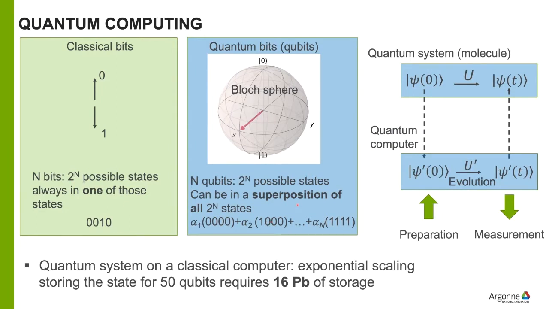And for an array of n qubits, you have the same number of possible states, but your system can be in a superposition of those states. And just to store the state of the system for 50 qubits on a classical computer requires 16 petabytes of storage, and it increases by a factor of 2 once you add an extra single qubit.